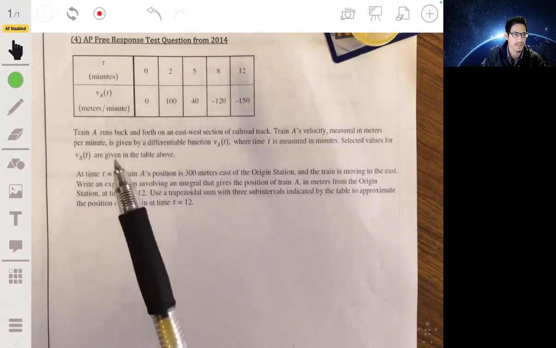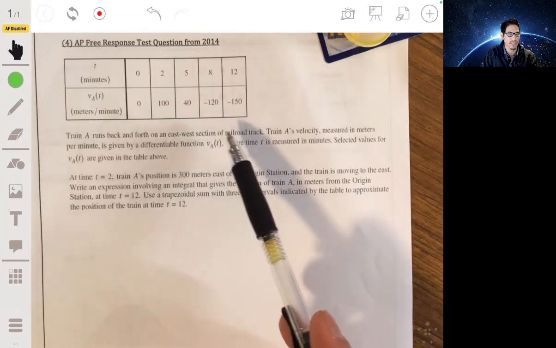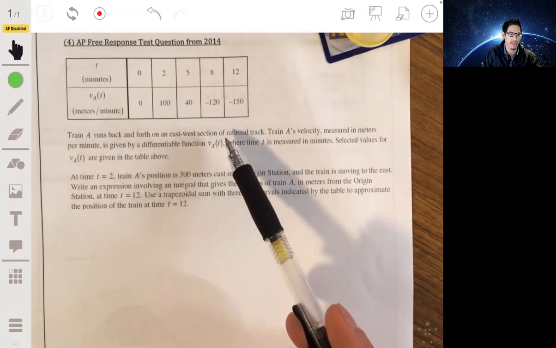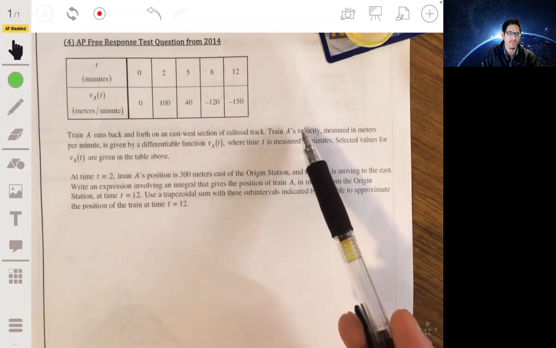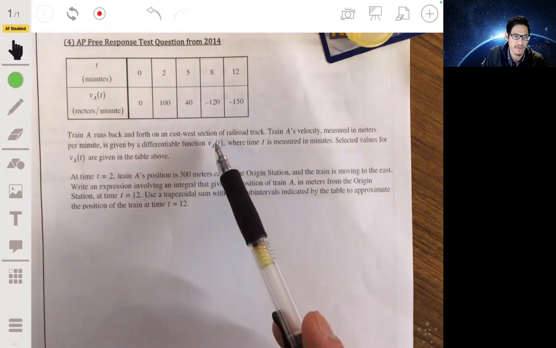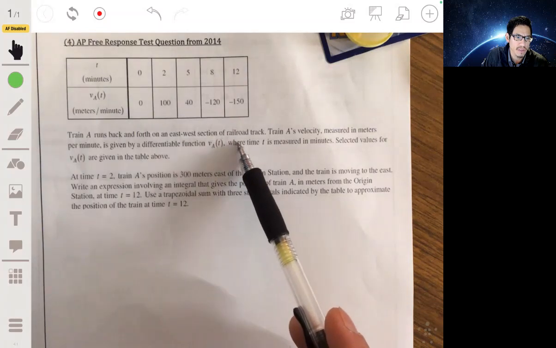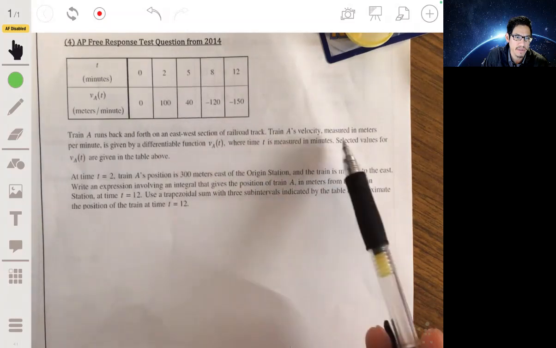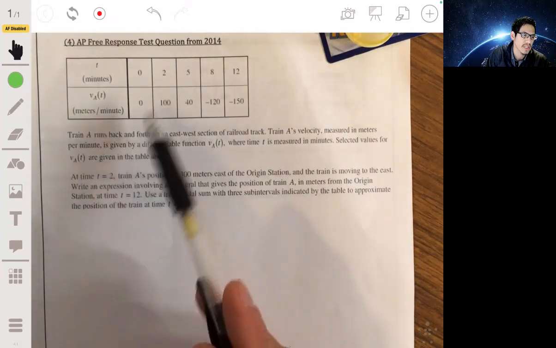All right, so in this problem, we have train A runs back and forth on an east-west section of railroad track. Train A's velocity, measured in meters per minute, is given by the differentiable function v sub A of t, where t is measured in minutes. Selected values for v sub A of t are given in the table above.